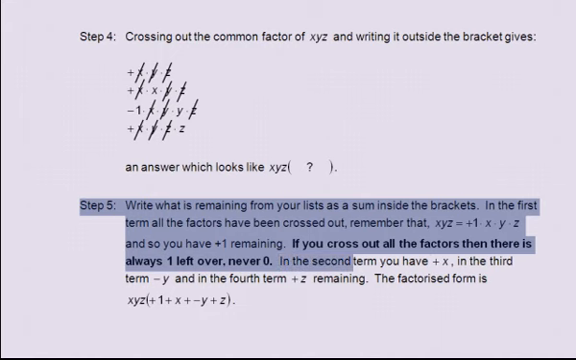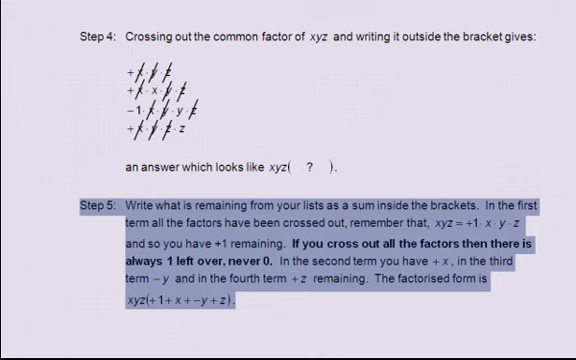In the second term, you have plus x. In the third term, minus y. And in the fourth term, plus z remaining. The factorised form is xyz multiplied by plus 1 plus x plus minus y plus z.